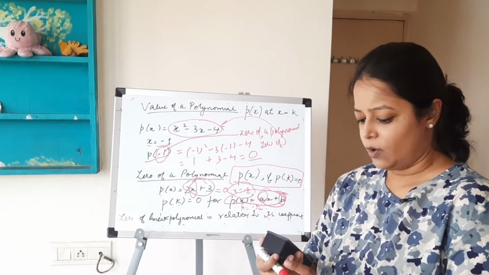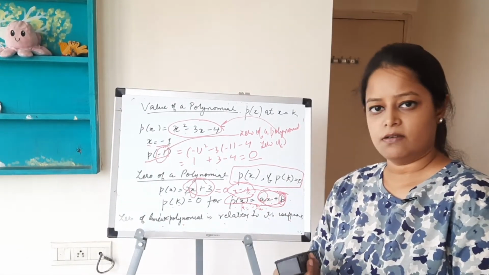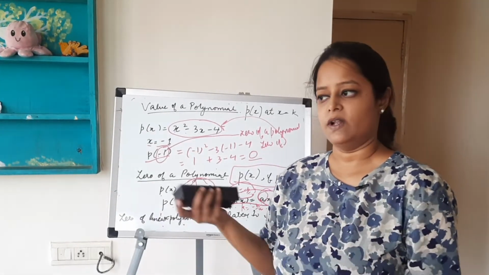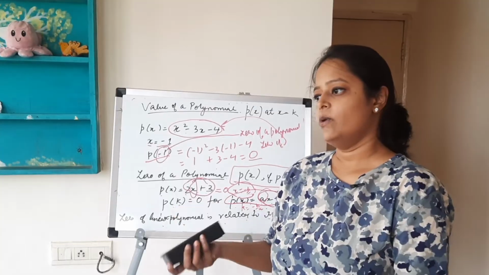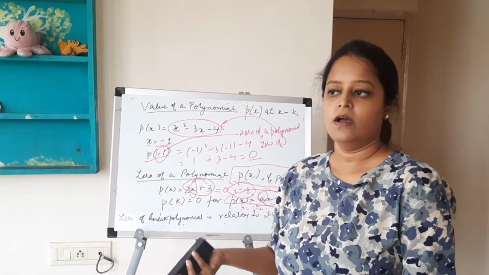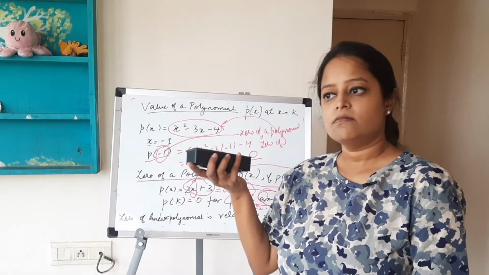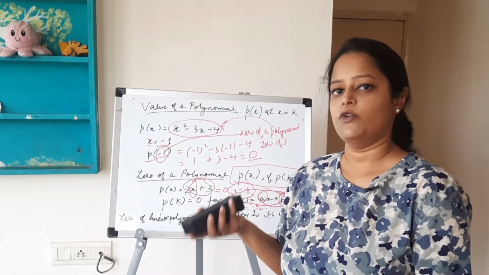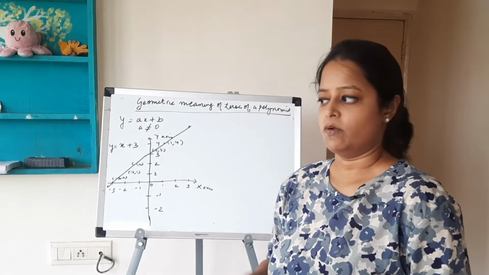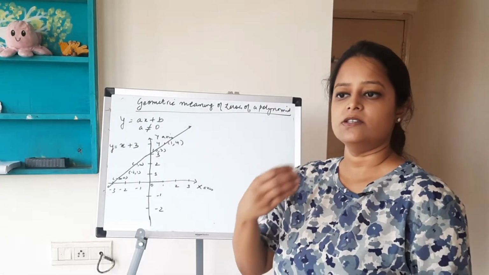This is what we found out here, and I think we've done this, you and I and all of us, in our previous class when we learned about linear polynomials. Now we are also going to see, does it hold true for, say, a quadratic polynomial? Does it hold true for a cubic polynomial? That's what we're going to figure out now. Look at the geometric meaning of the 0 of a polynomial. Why is it so important to know what a 0 of a polynomial is?